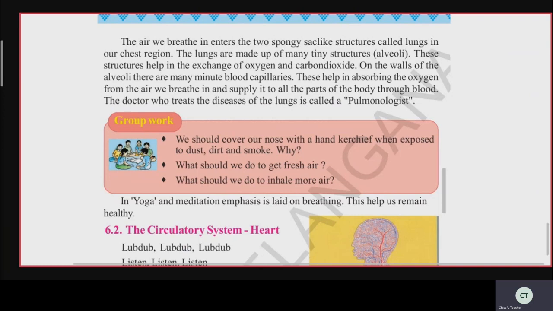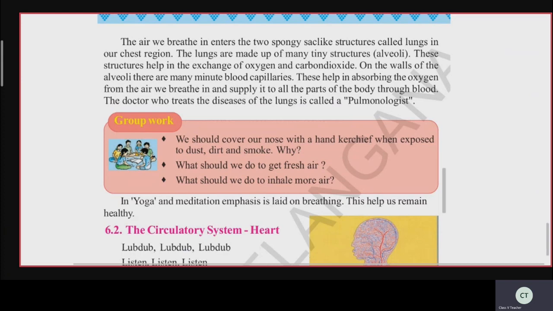In yoga and meditation, emphasis is laid on breathing. This helps us remain healthy. So yoga is very important, children. If you want to keep your lungs healthy, you have to do yoga. Yoga is nothing but inhale and exhale. Anulom Vilom is called in yoga, and that is important. Kapalabhati also is very important. If you do these two yoga practices, your lungs will function properly, and you will not have any inhale and exhale problems.